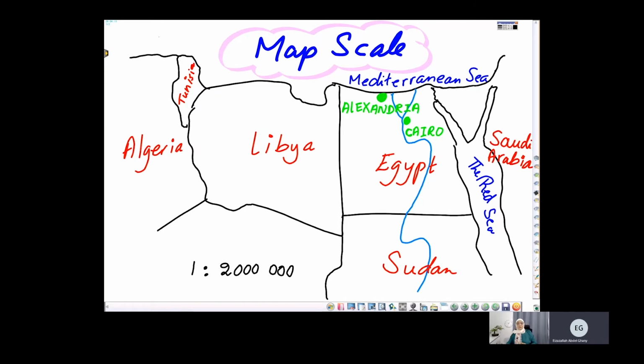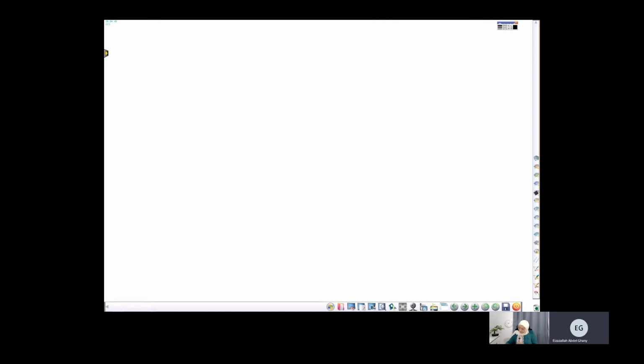So that I can draw the distance between Alexandria and Cairo, which are two major cities. Cairo, as you know, is the capital of Egypt, and Alexandria lies on the Mediterranean Sea. It's a major city in Egypt. And the distance between them in reality is 240 kilometers, for example. So now we need to draw it on a piece of paper with a map scale of 1 is to 2 million. Now let's go. We'll now make the table.